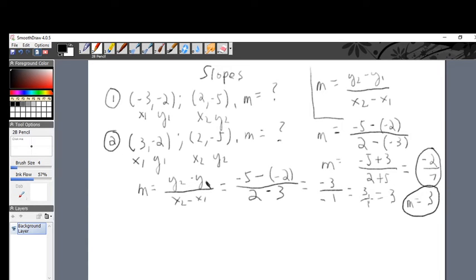Do not use this denominator anymore. You don't need that denominator. Here we needed a denominator, yes, but not over here. We don't need that 1. We just write m is equal to 3. There we have 2 examples of slopes.